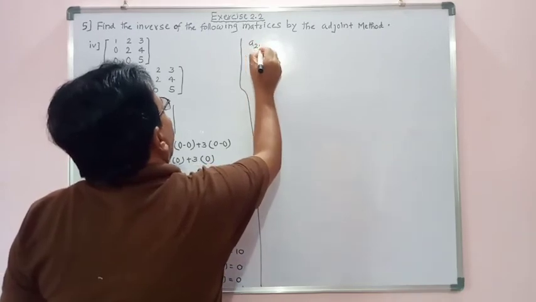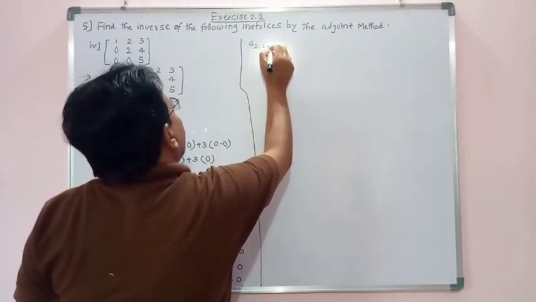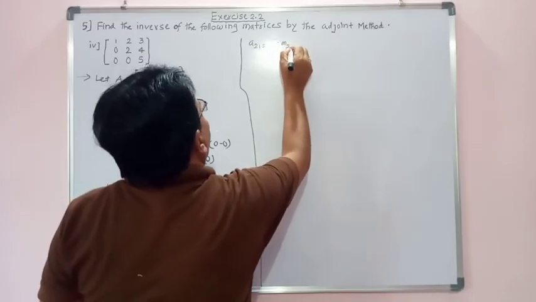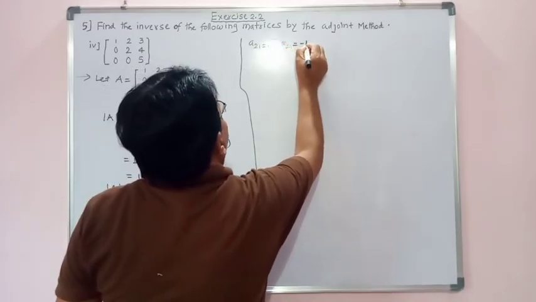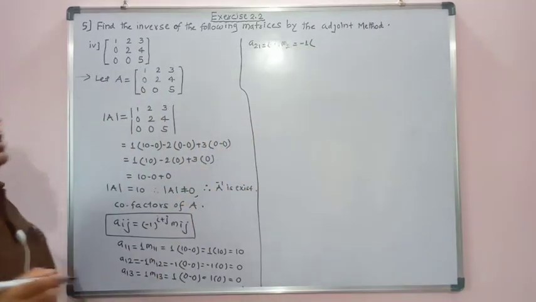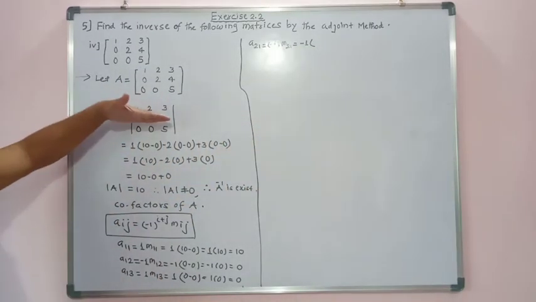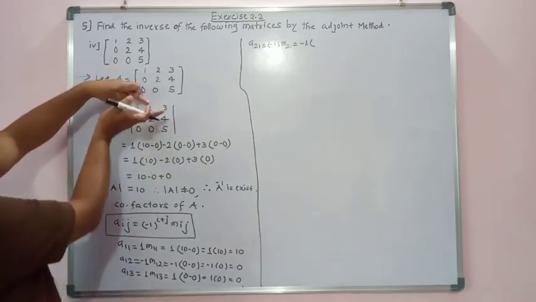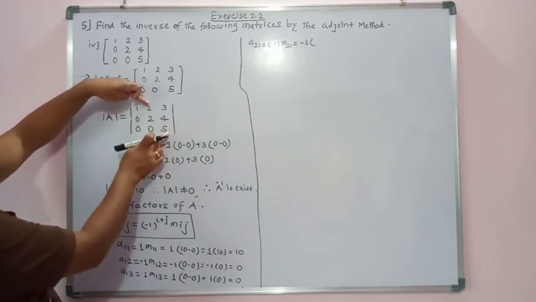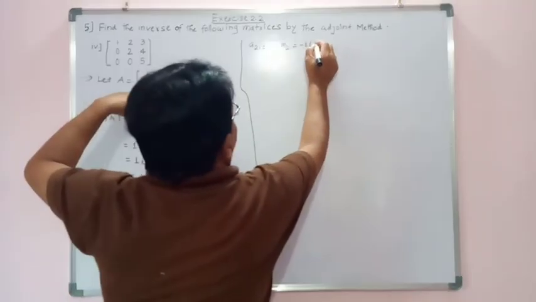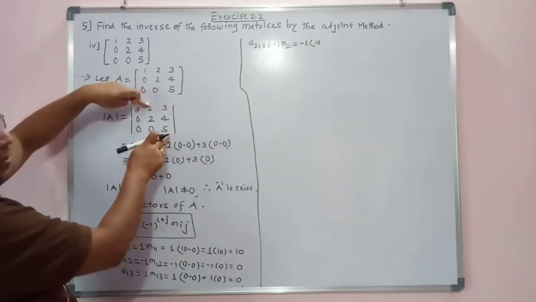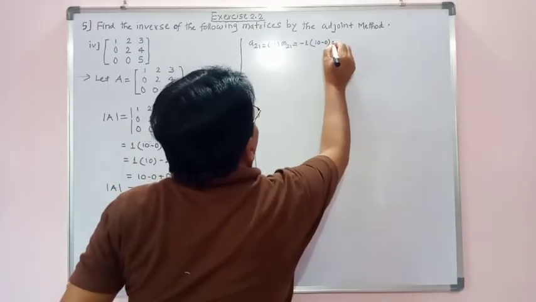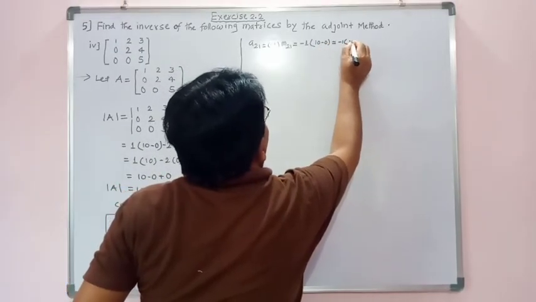The next cofactor is A21. 2 plus 1 is 3, an odd number, so minus 1 into M21. What is the value of M21? Leaving off the second row and first column: 2 into 5 is 10 and 0 into 3 is 0, 10 minus 0. Therefore minus 1 into 10 minus 0.